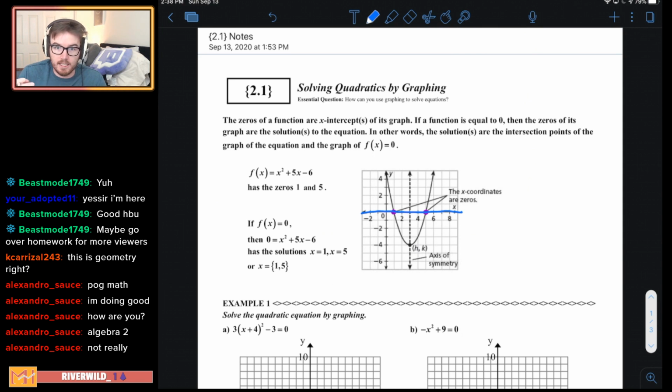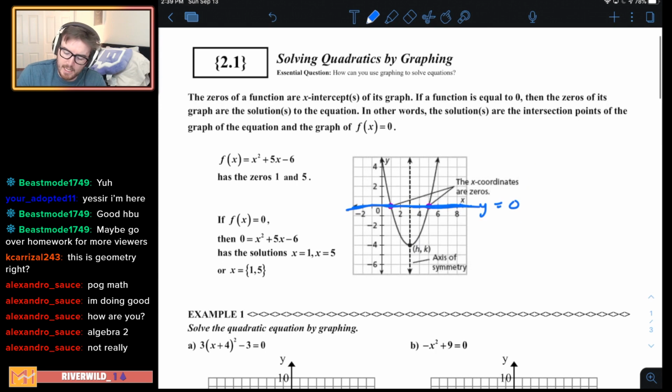They are called the zeros because y is equal to 0 along this line. Up here, y is equal to 1. Up here, y is equal to 2. The point is, right here, y is equal to 0. So we call them the zeros. If a function is equal to 0, then the zeros of its graph are the solutions to the equation. In other words, the solutions are the intersection points of the graph of the equation and f of x equals 0.